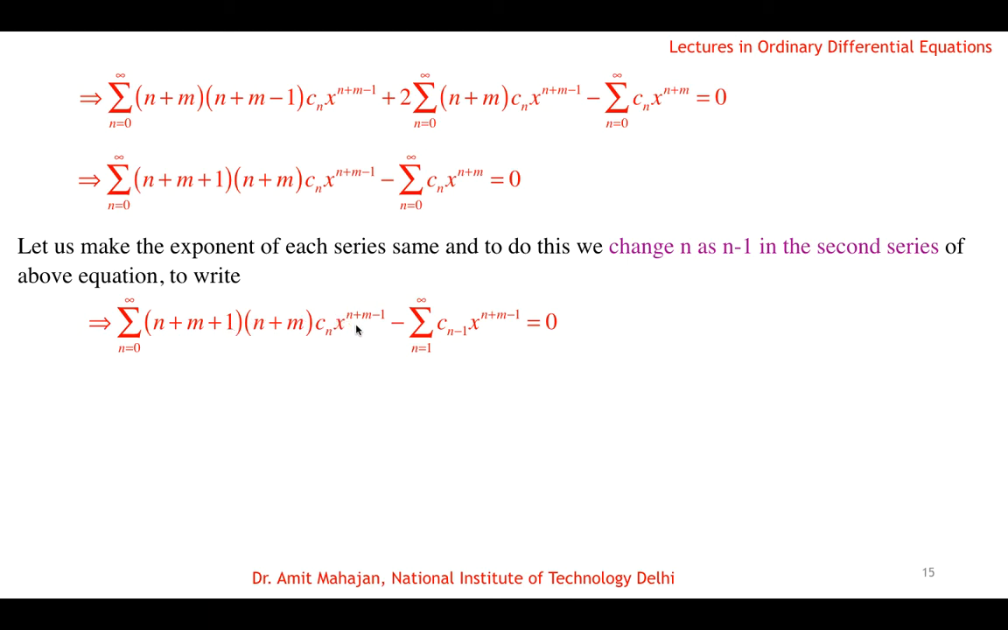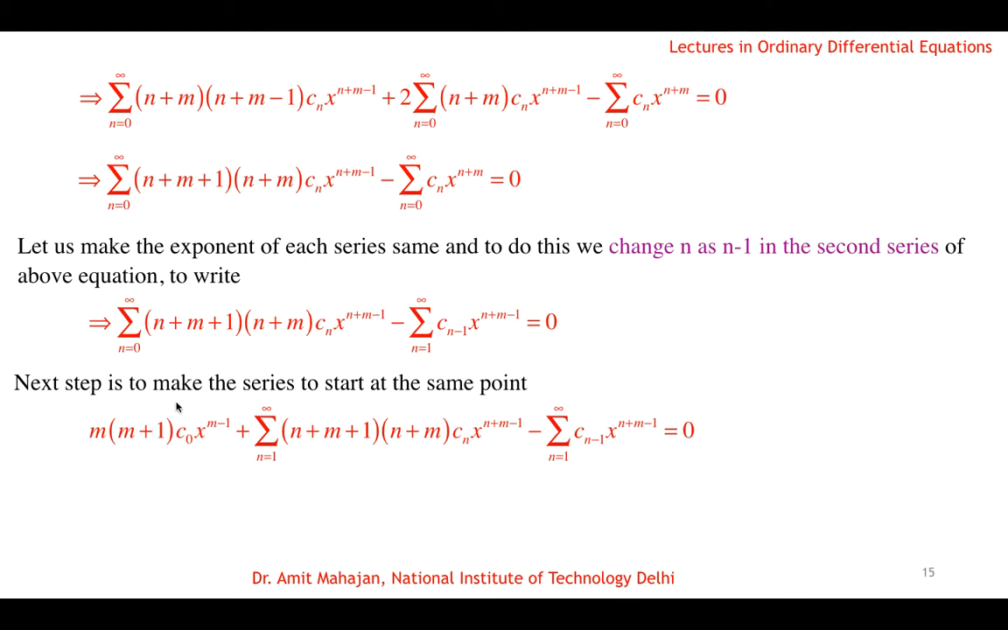To make the starting position the same, we put n equal to 0 here, so that the rest of the series starts from 1. When n is 0, it will be m into m plus 1 c naught x power m minus 1, and this will come outside. The rest is n equal to 1 to infinity of the same series, and n equal to 1 to infinity of this series. Now these two can be combined into a single series, with this minus c n minus 1 times x to the n plus m minus 1.